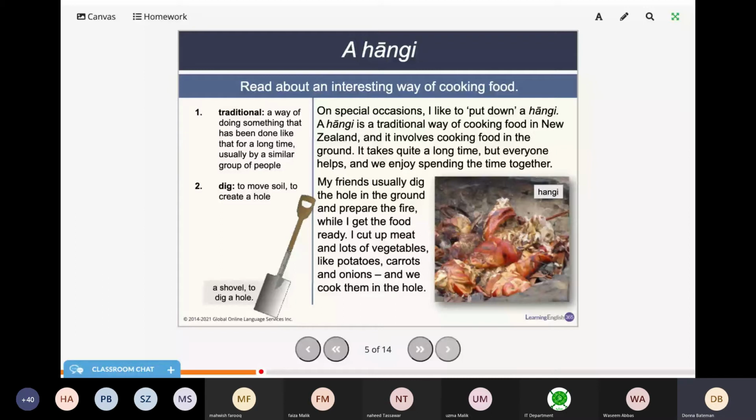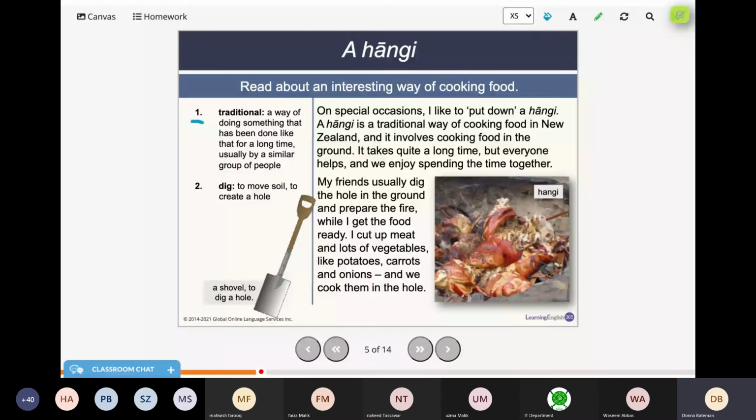Before we do so, on the left-hand side, we've got some vocabulary to help us. Okay, traditional. Okay, it tells us what traditional means. Traditional is a way of doing something that has been done like that for a long time, usually by a similar group of people. Okay, so you could have traditions in your own family, you know, that you always do something on a particular day or a particular celebration. Okay, or it can be something bigger, it can be something that's in your culture.